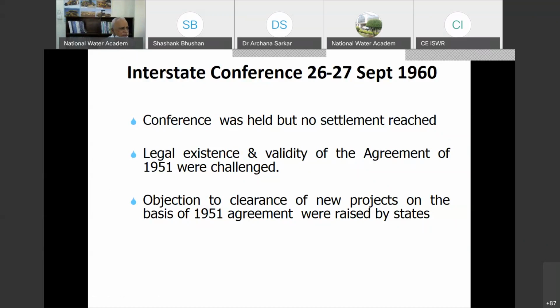The party states also raised objections to clearance granted for new projects on the 1951 agreement, which according to the party states is not a valid agreement. The State of Mysore, which is now the State of Karnataka, has not accepted this as an agreement.